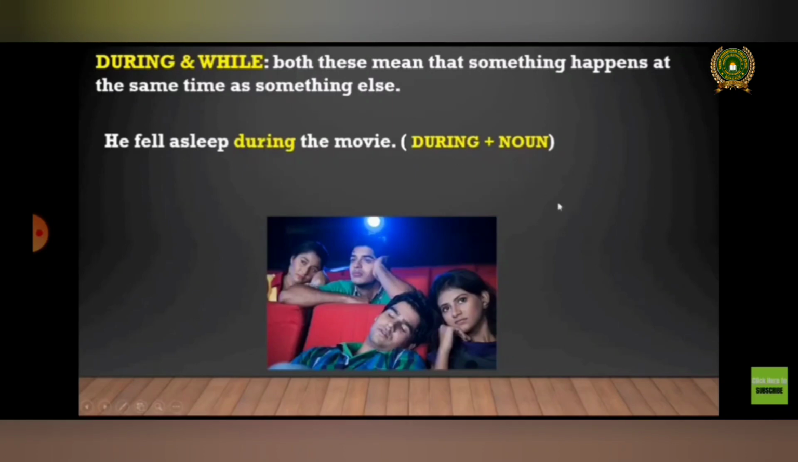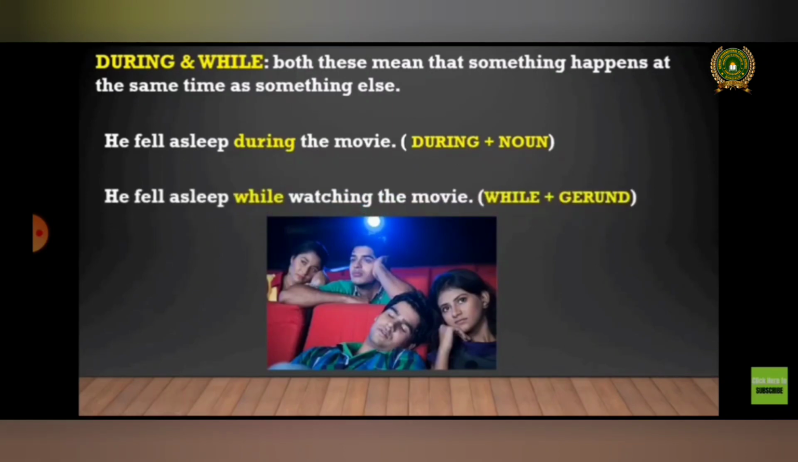When one action was continuous, the other action happened. He fell asleep while watching the movie. So with while we will use a gerund, meaning verb plus ing, and with during we will use a noun. You have to be very careful about this. During and while are both used when something happens at the same time as something else was going on, like the movie was going on and at that time he fell asleep. So we can use during plus noun, while plus gerund. Don't make mistakes while using during and while.